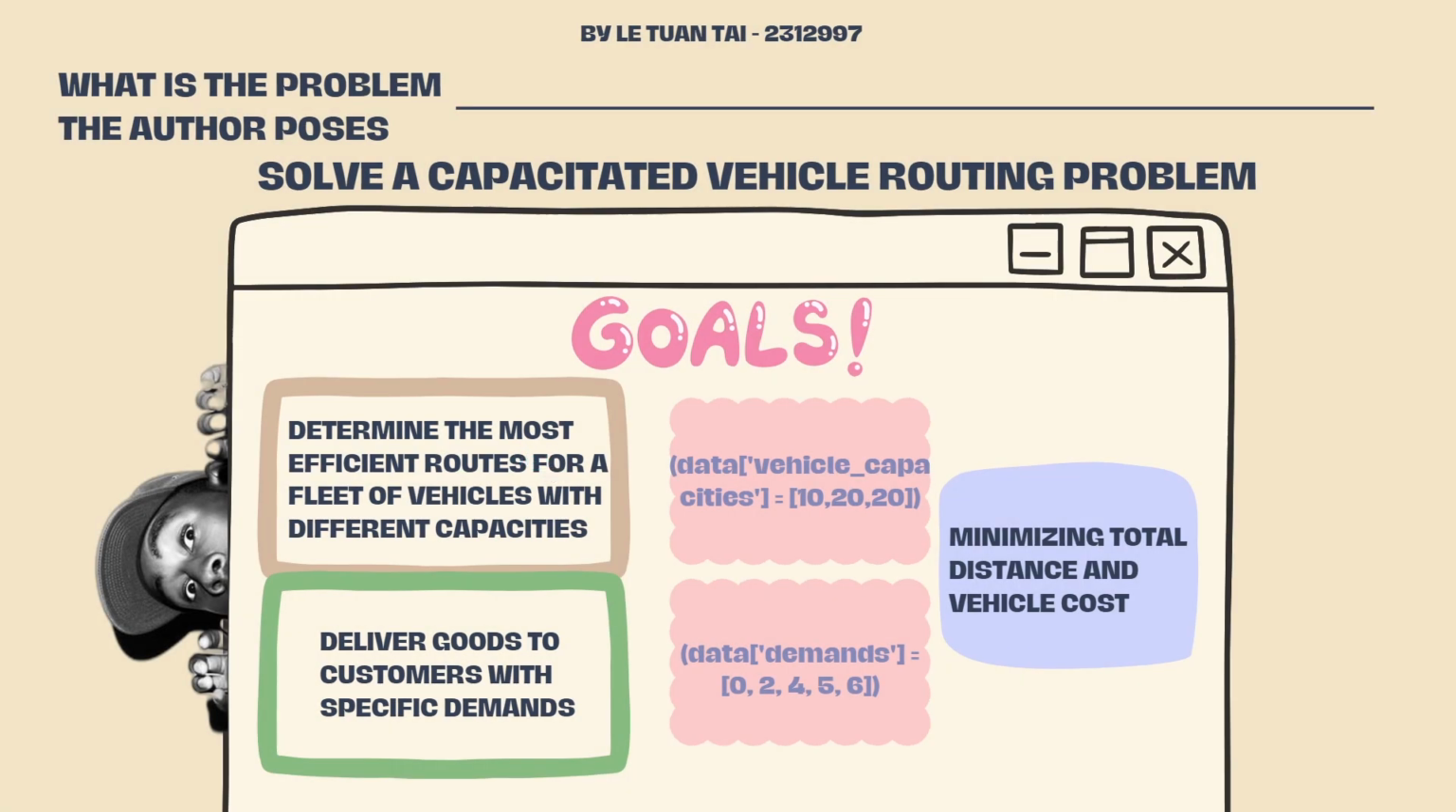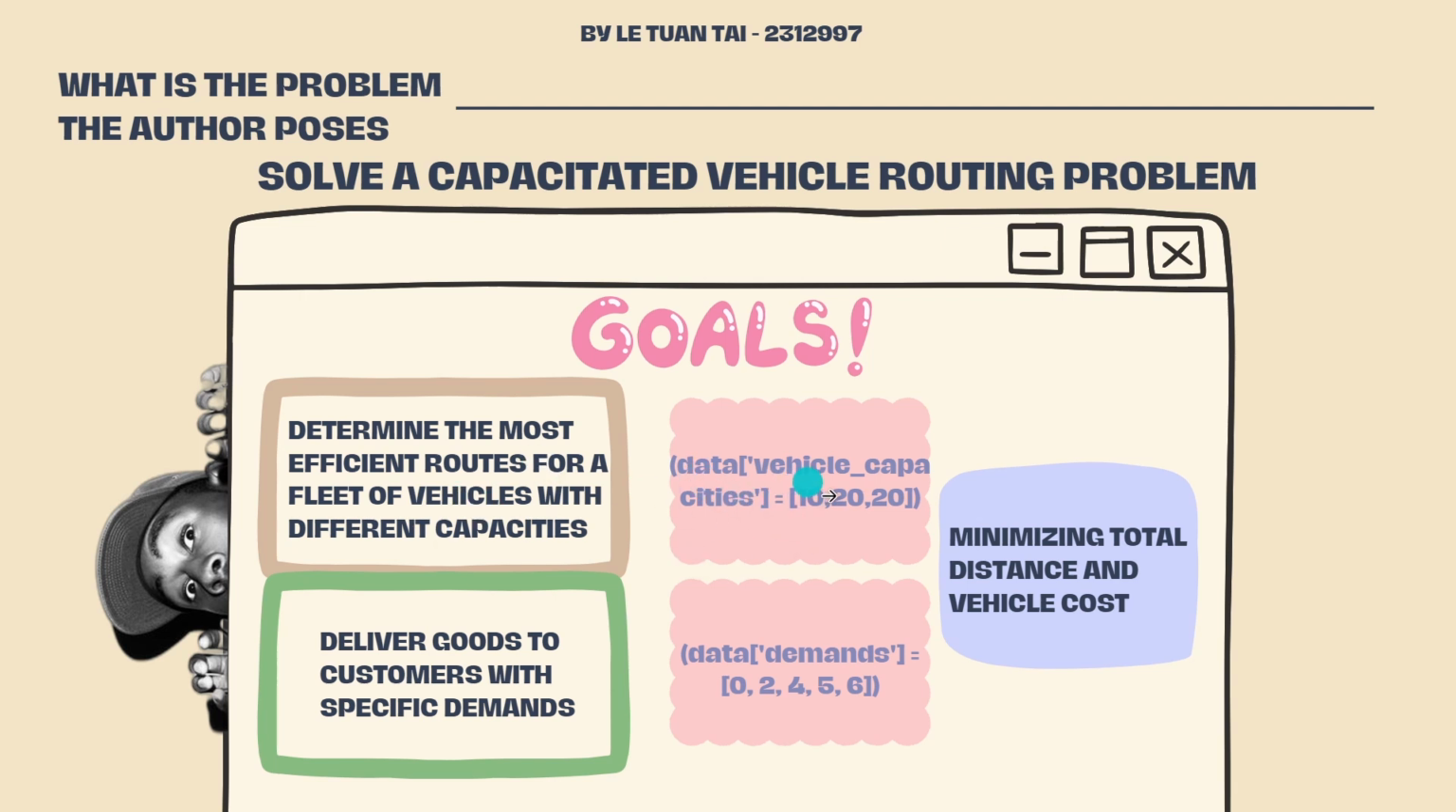So, what is the problem the author poses? The author aims to solve a capacitated vehicle routing problem, or we can call it CVRP. The goal here is to determine the most efficient routes for a fleet of vehicles with different capacities. We can see here the code of it.